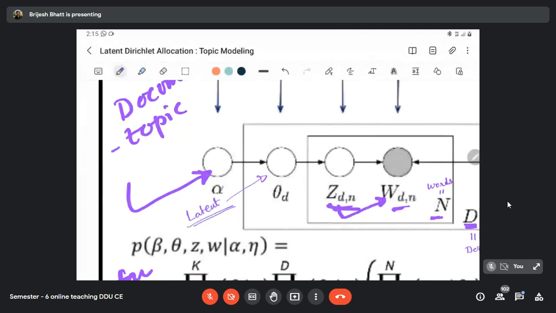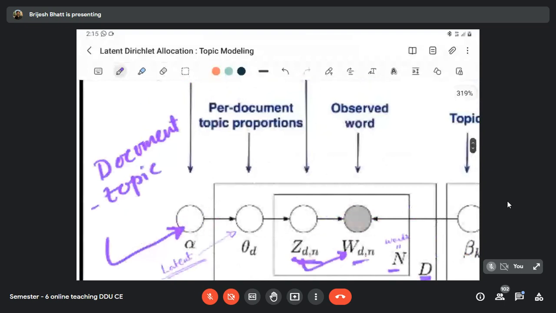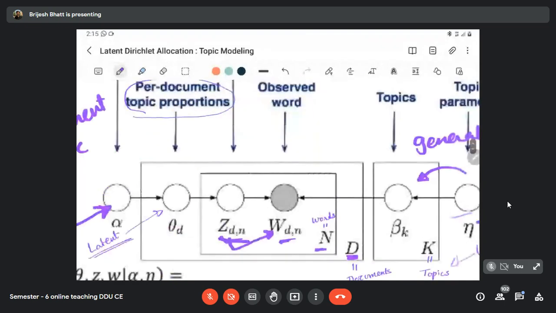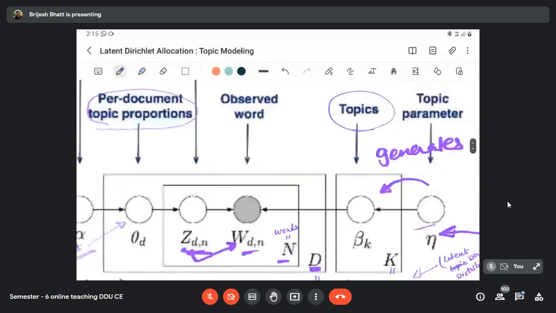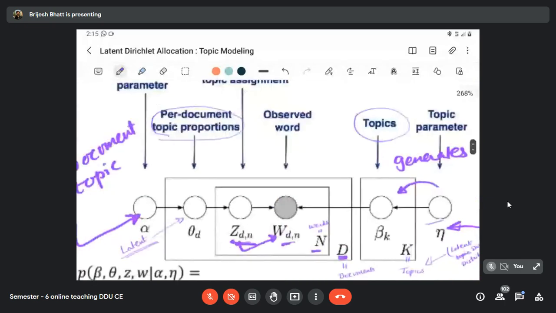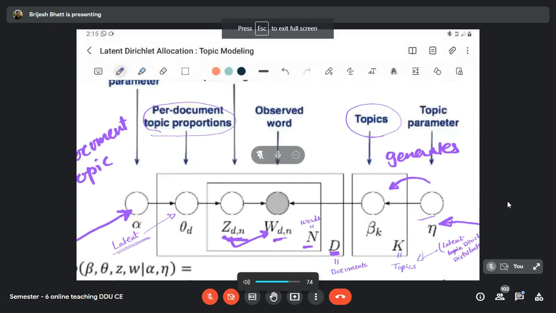So we want to learn two things, or rather we say that two things are latent. One is per document topic distribution, and second is topic parameters or topics. Topics are also latent or hidden somewhere, and per document topic proportion is also latent. And both of them are defined, or we assume that there is an underlying Dirichlet distribution from where the topics are coming. And we define a corresponding parameter to tune that. Right? That is what the algorithm does.